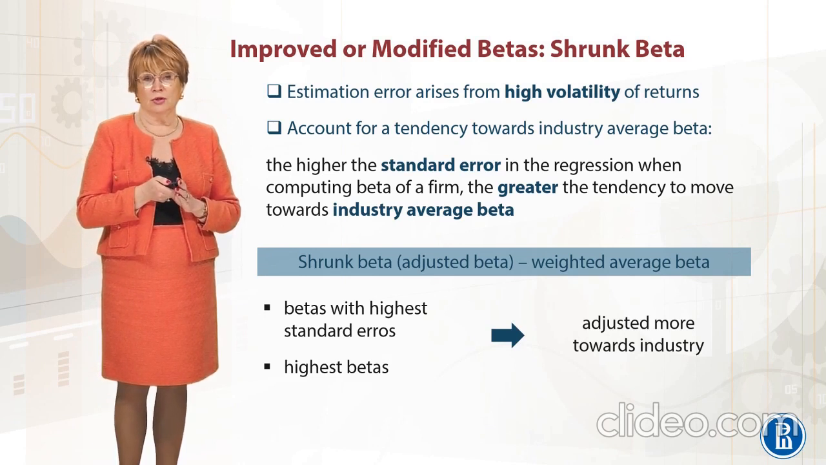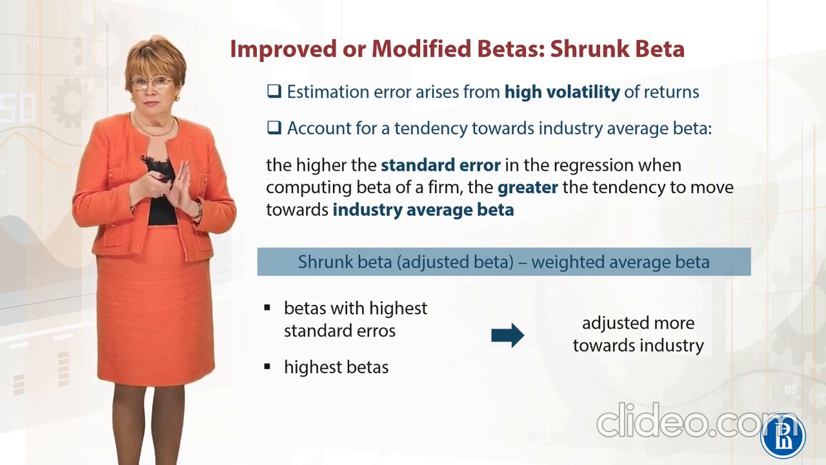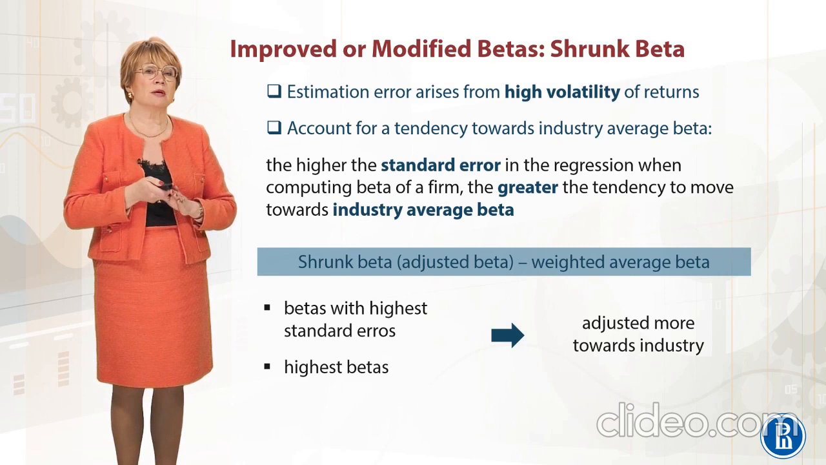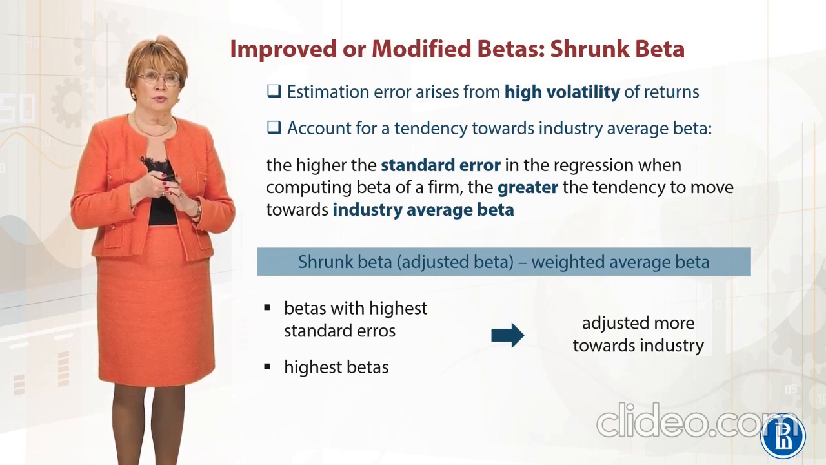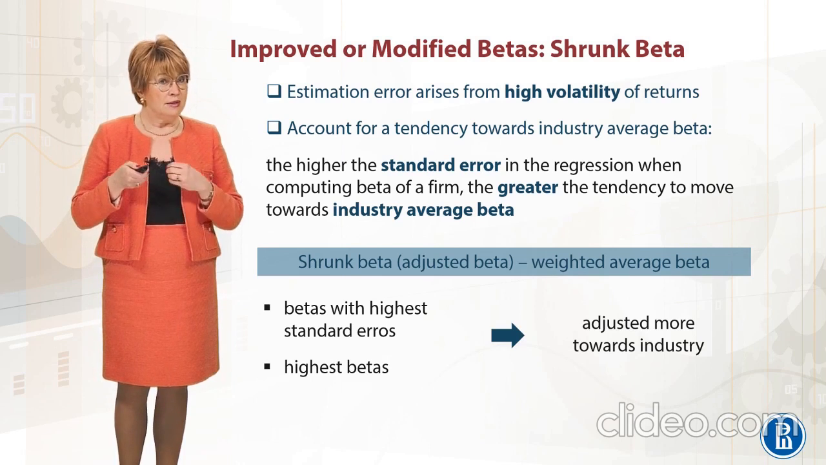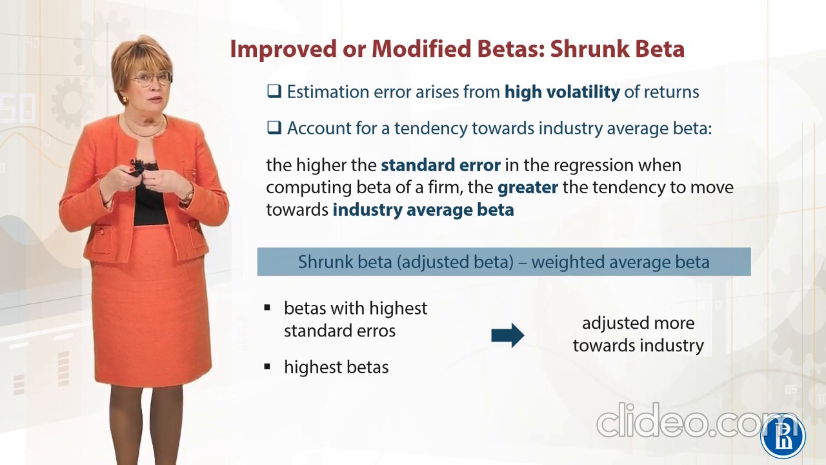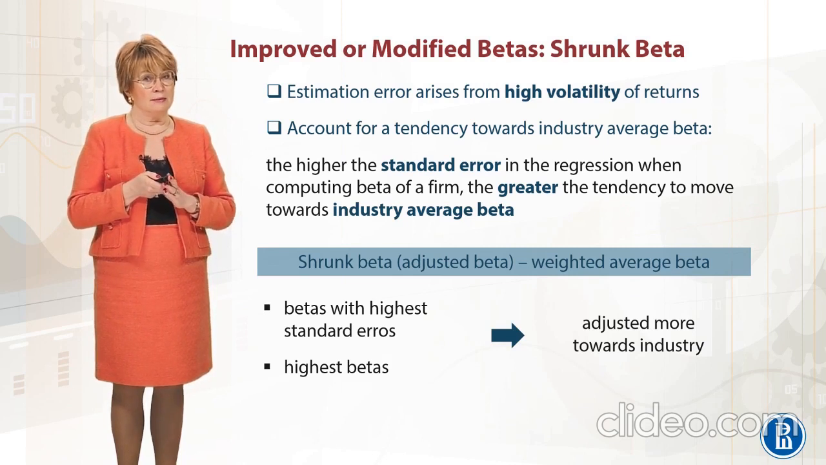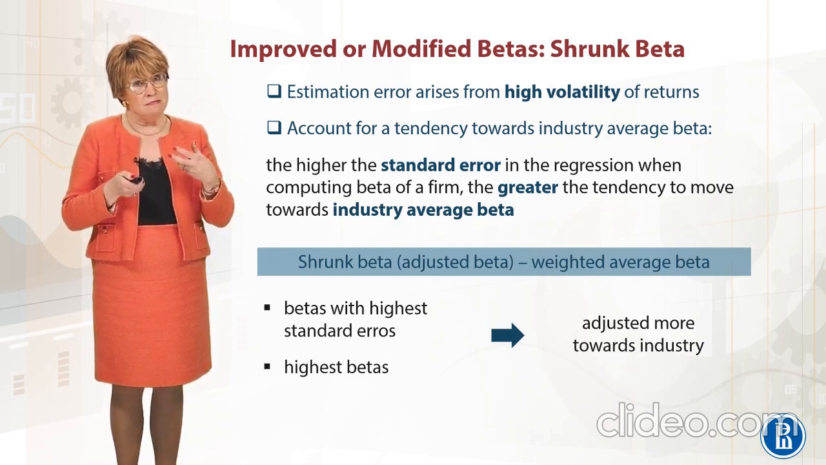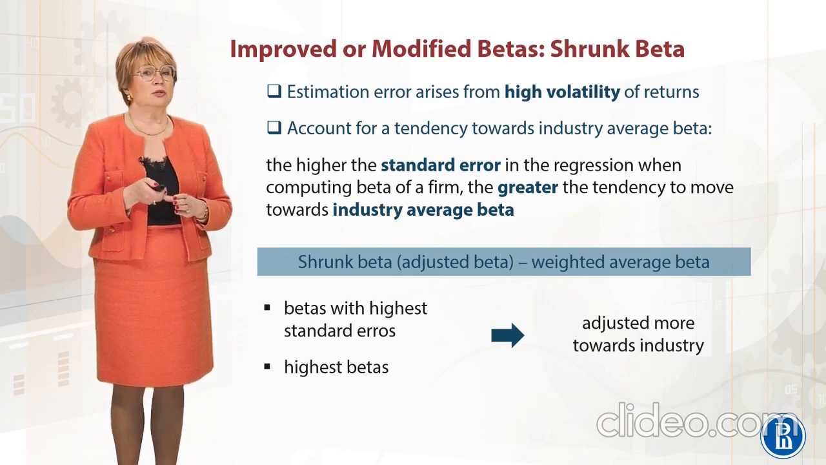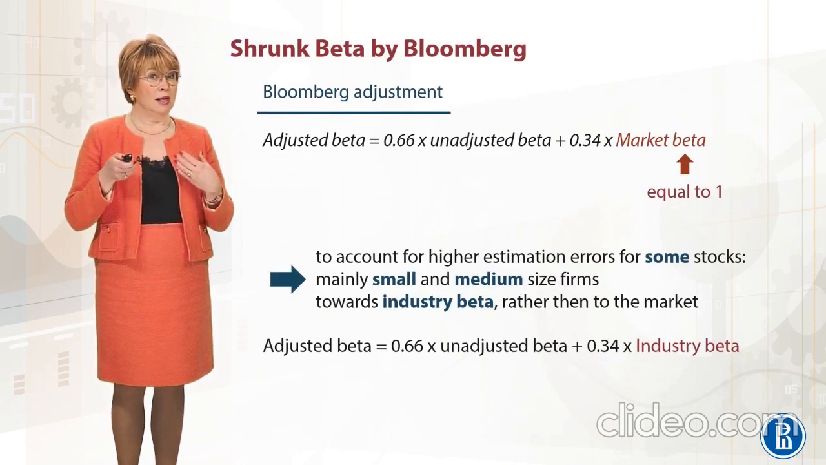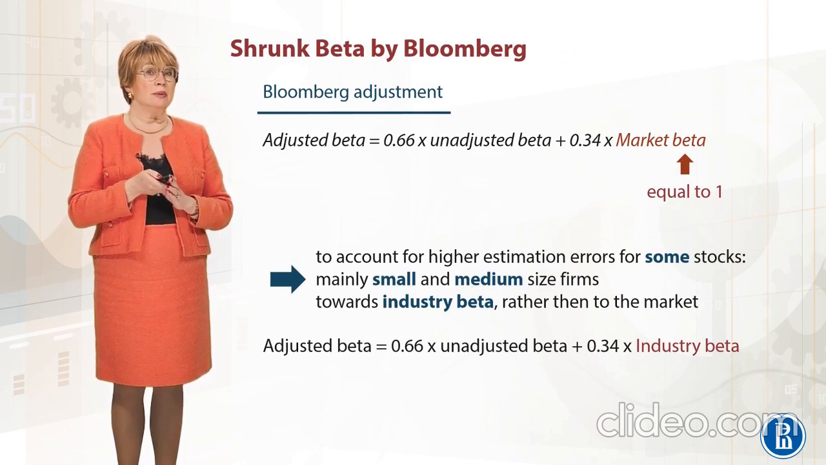For those companies which have their betas from the regression analysis with the highest standard errors as a component of their regression exercise, and also for those companies who have the highest betas, which means they are very volatile, they are very sensitive to any changes in the equity returns in the market. Though for those companies, their true betas must be adjusted more intensively towards the industry. How it's done, I can illustrate at least by the Bloomberg adjustment.